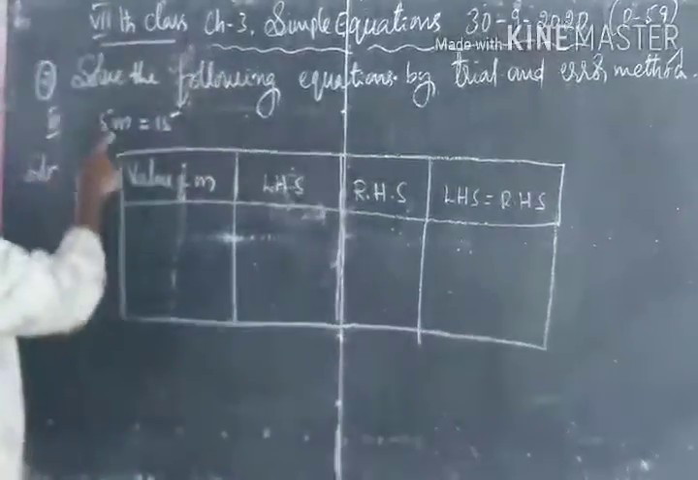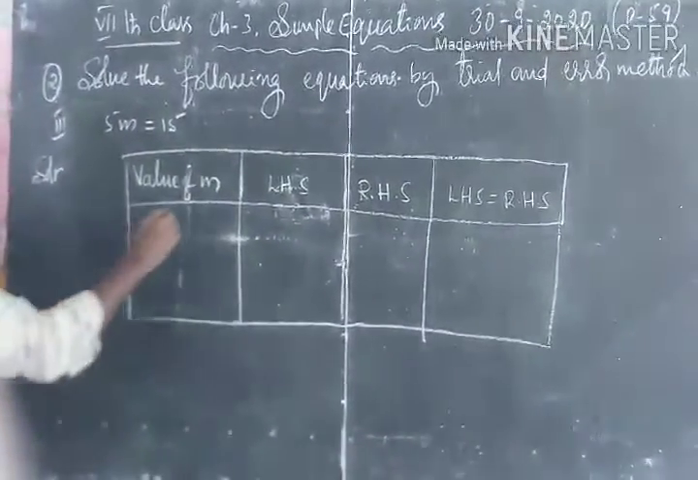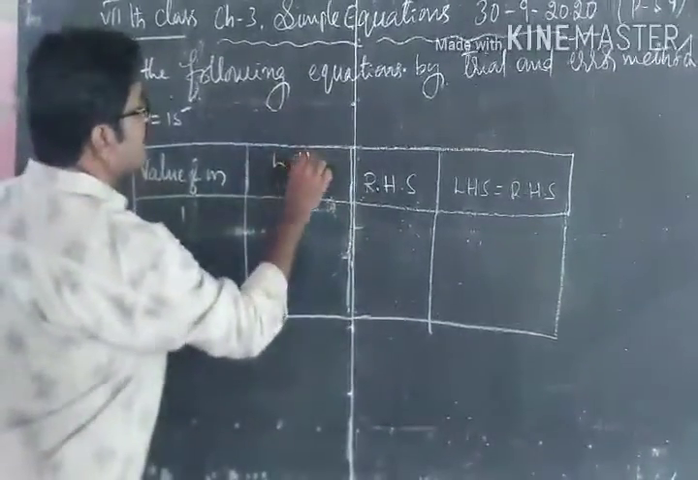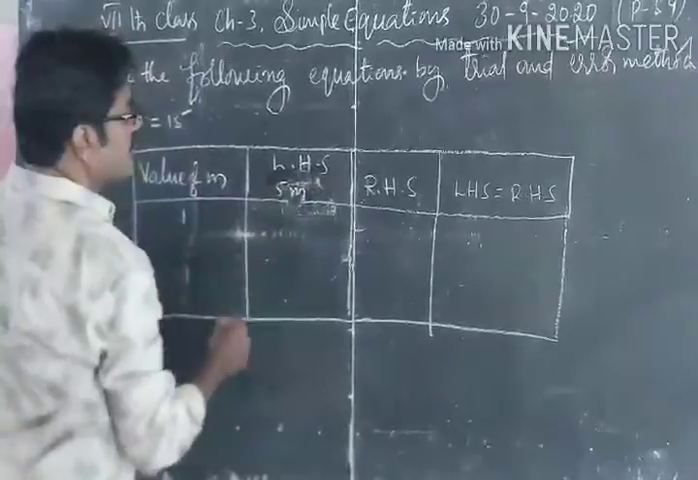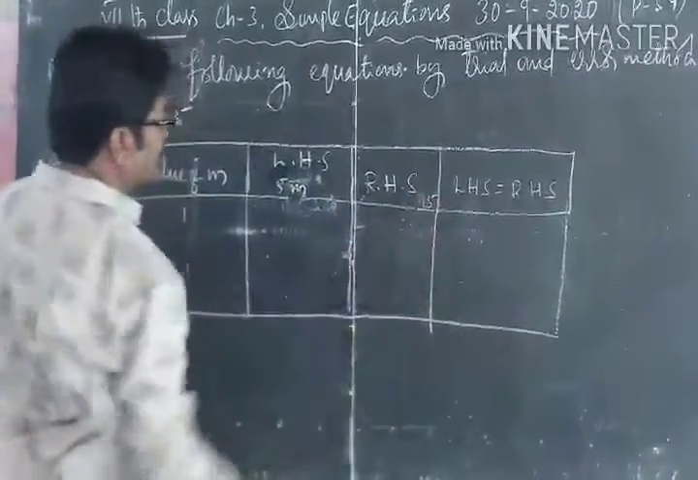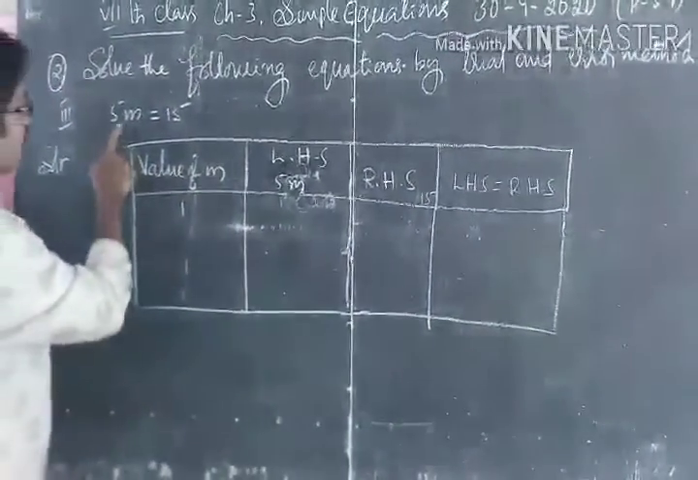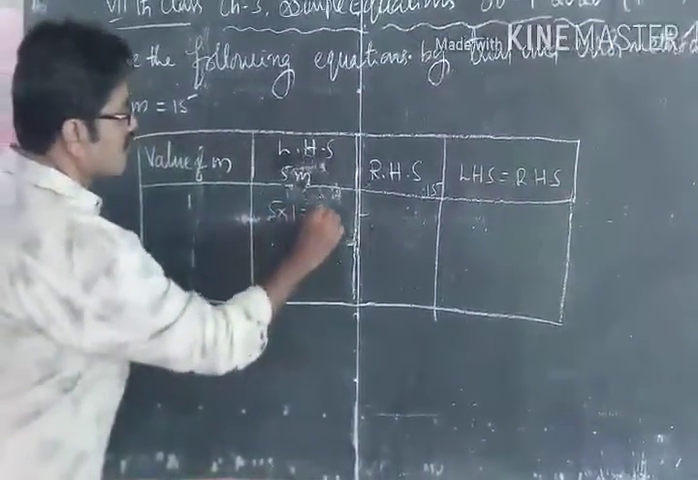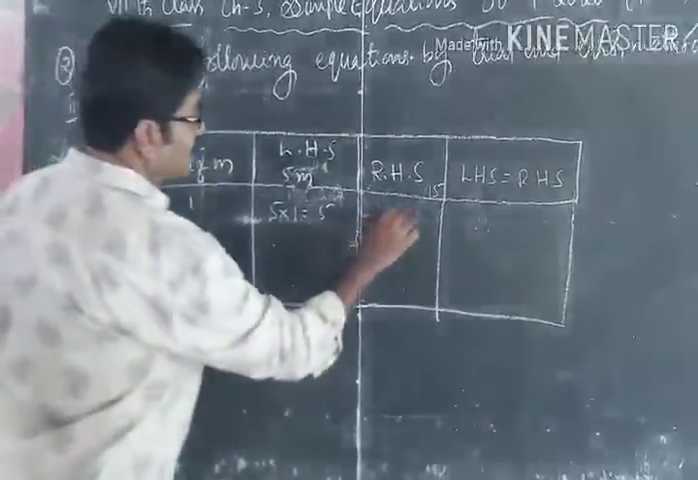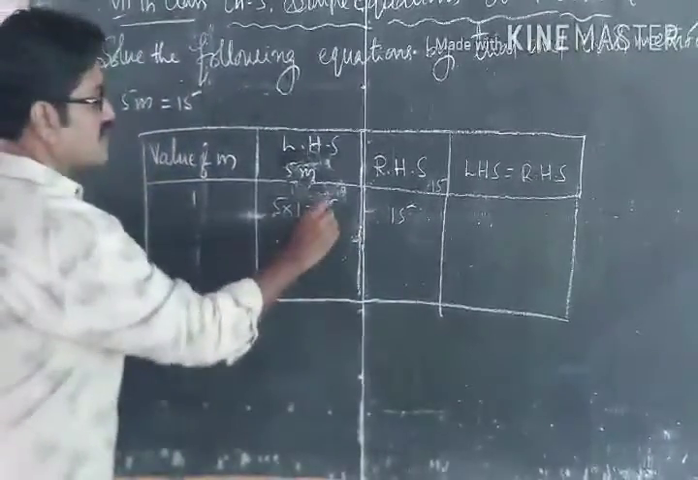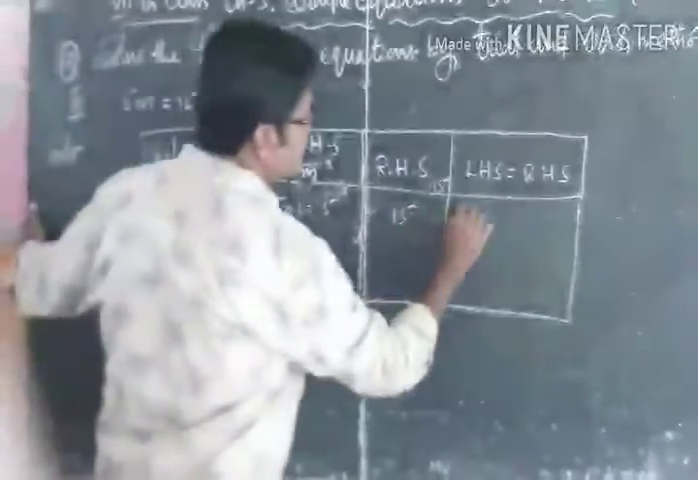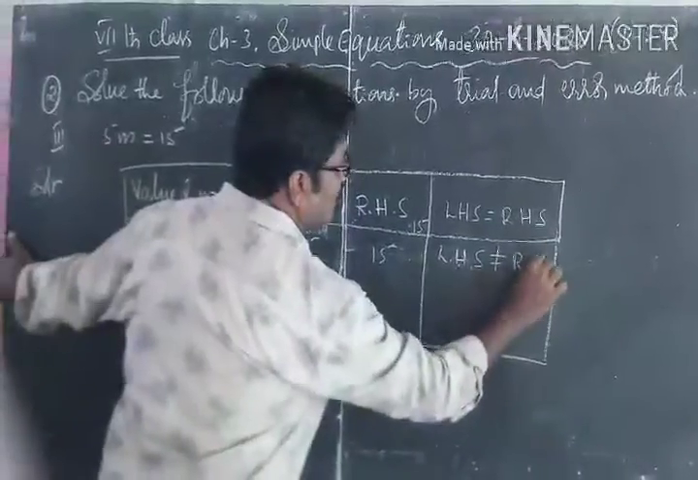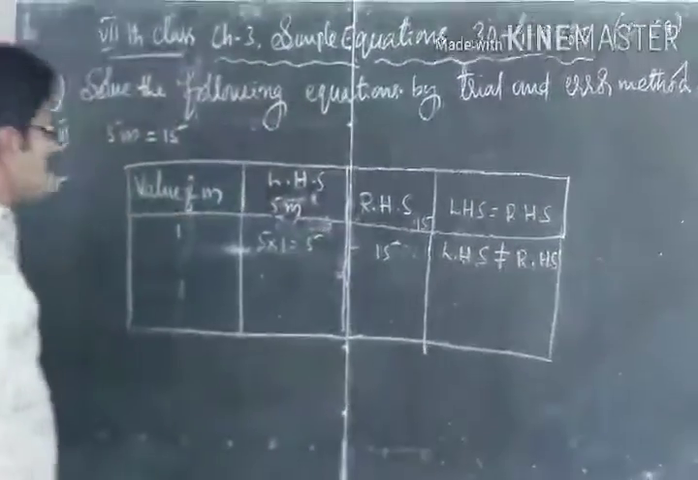First, value of m is equal to 1. Here LHS is 5m. RHS is equal to how much? 15. Check whether both are equal or not. In place of m, 1. 5 into m, 5 into 1 is equal to 5 only. RHS, how much is there? 15. Both sides equal? No. LHS is not equal to RHS.